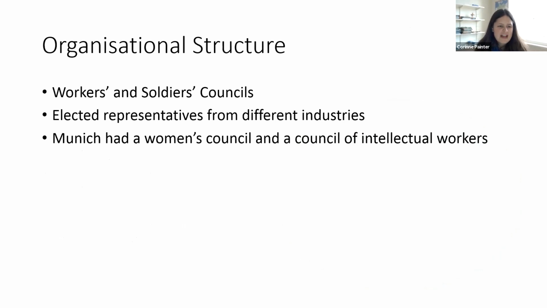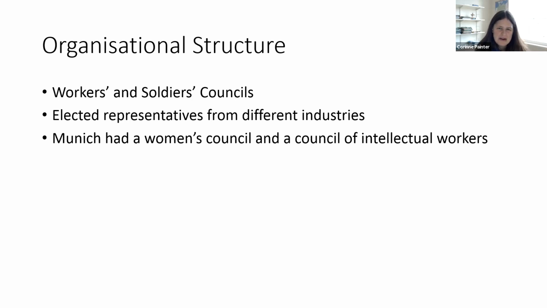Which brings me then to reflect a little bit on the organizational structure that came in as a result of the revolution. And this was very much modeled on the Russian model. So we have workers and soldiers councils springing up in towns and cities all across Germany. And these were based on elected representatives from different industries. And also the soldiers could contribute as well.